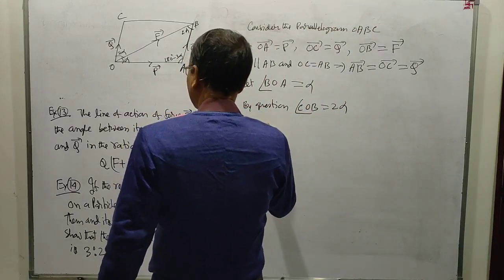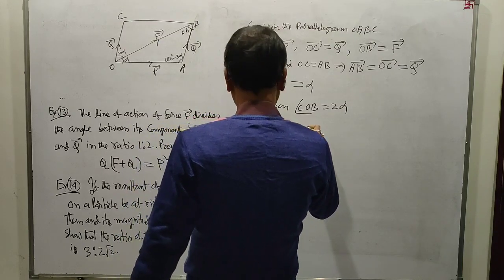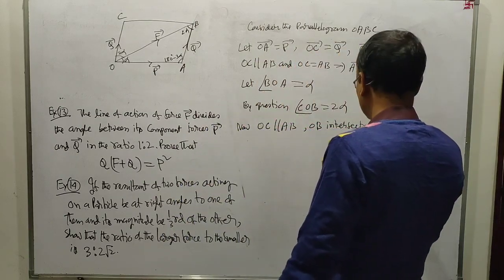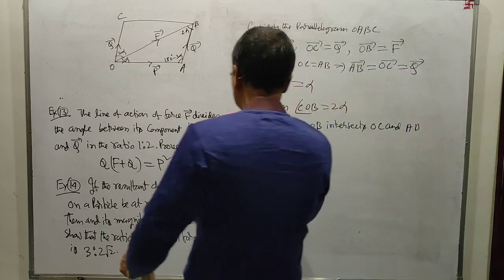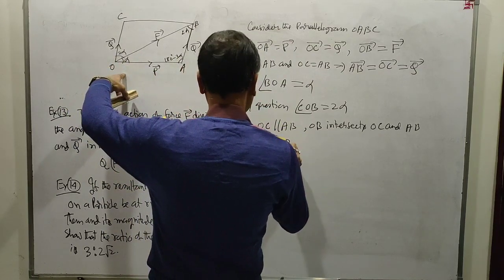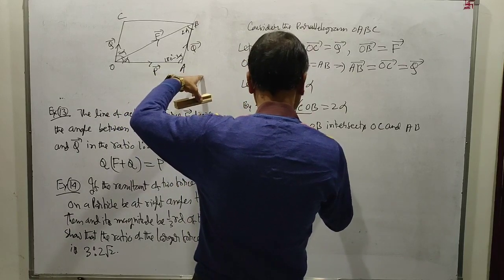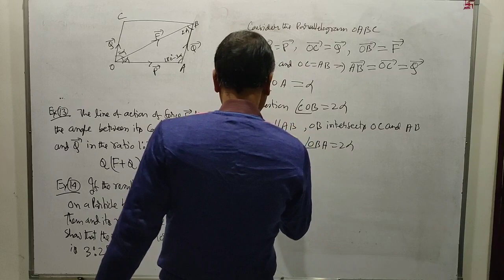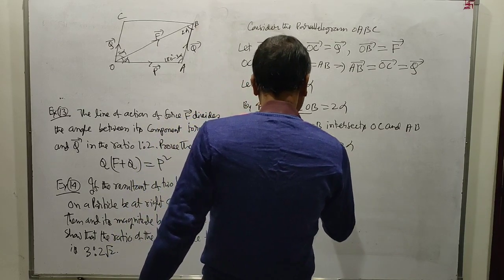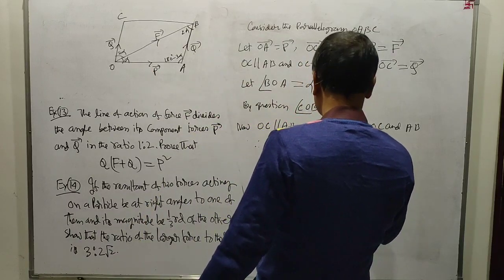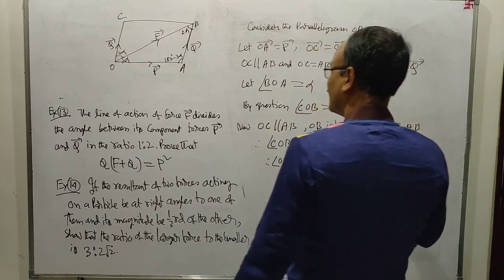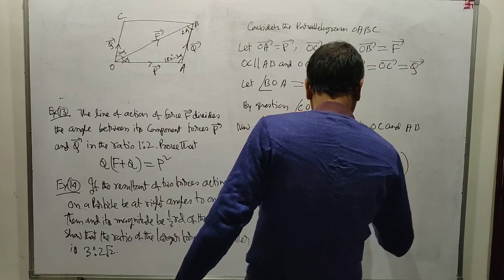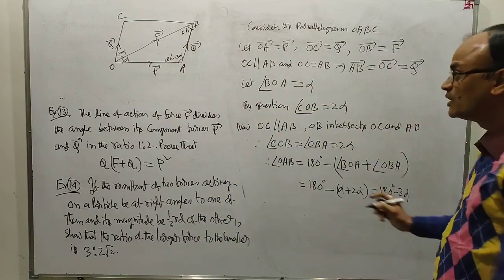Now, OC is parallel to AB, and OB intersects OC and AB. Therefore, angle COB is equal to angle OBA, equal to twice alpha. What will be angle OAB? Therefore, angle OAB is equal to 180 degrees minus (BOA plus OBA), which is equal to 180 degrees minus (alpha plus twice alpha), equal to 180 degrees minus thrice alpha.